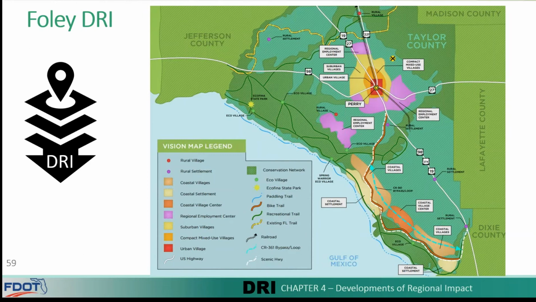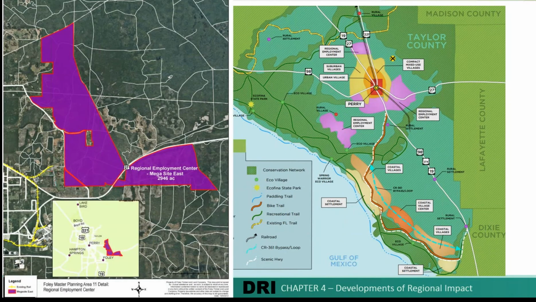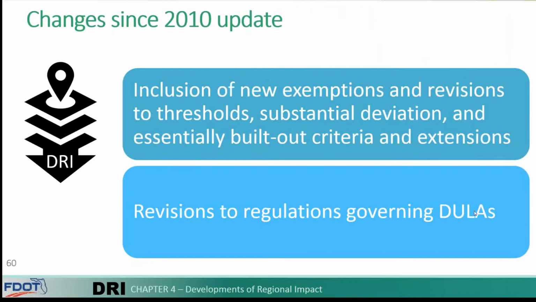Just an example of one DRI that's active, and that's the Foley DRI in Taylor County and surrounding counties. It just shows you the immense size of this development. But since the 2010 update, there have been many new exemptions, revisions of thresholds, revisions of substantial deviation, build-out criteria, and even more so, extensions of deadlines regarding DRIs.